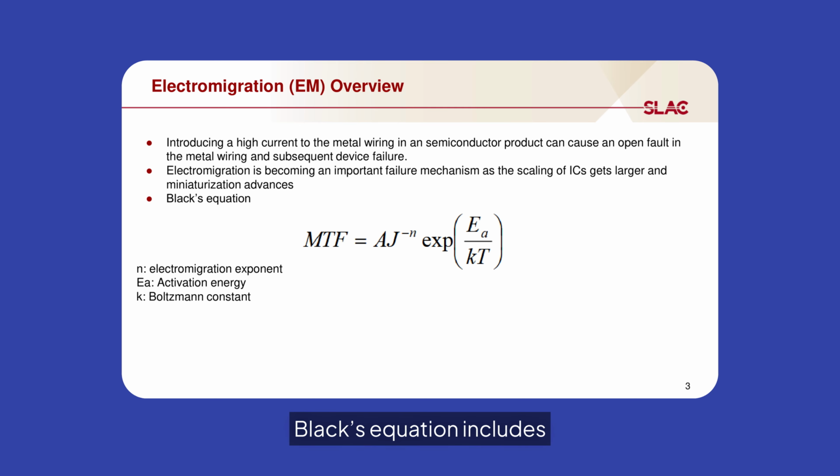Black's equation includes a current density exponent that captures how sensitive a material is to electromigration, and an activation energy term that represents the temperature dependence of atomic diffusion. Together, these terms allow engineers to predict interconnect lifetime and design devices that meet reliability requirements under normal operating conditions.